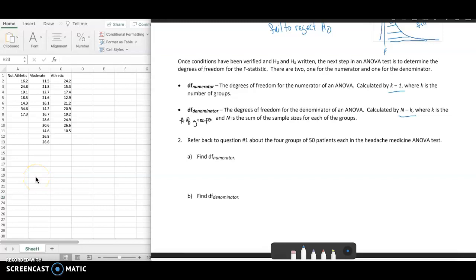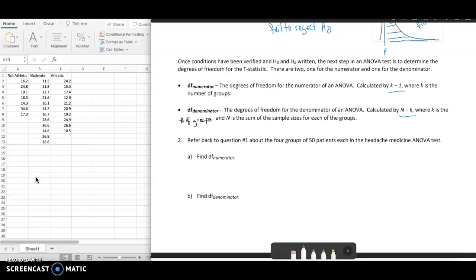Okay, so the last thing we need to look at before we're ready to run a full hypothesis ANOVA test in Excel is figuring out what the degrees of freedom are for the F statistic. And there are actually two different degrees of freedom, one for the numerator and one for the denominator. And they're fairly easy to calculate, but you do have to know what to calculate.